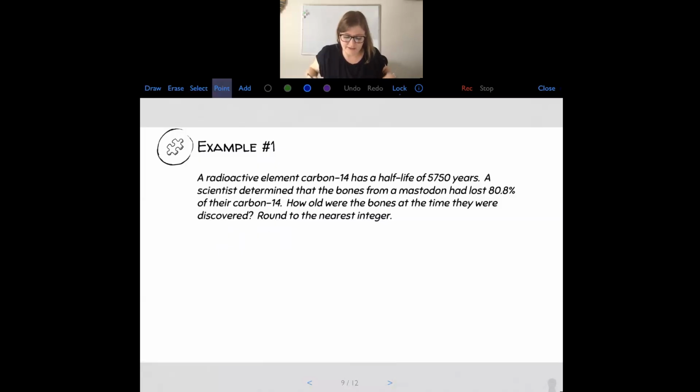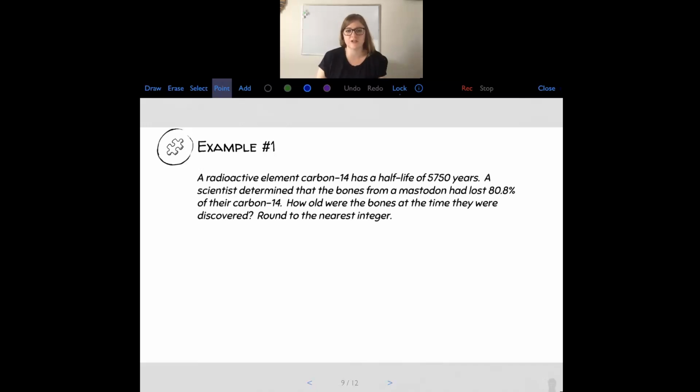A radioactive element, carbon-14, has a half-life of 5,750 years. A scientist determined that the bones from a mastodon had lost 80.8% of their carbon-14. How old were the bones at the time they were discovered?